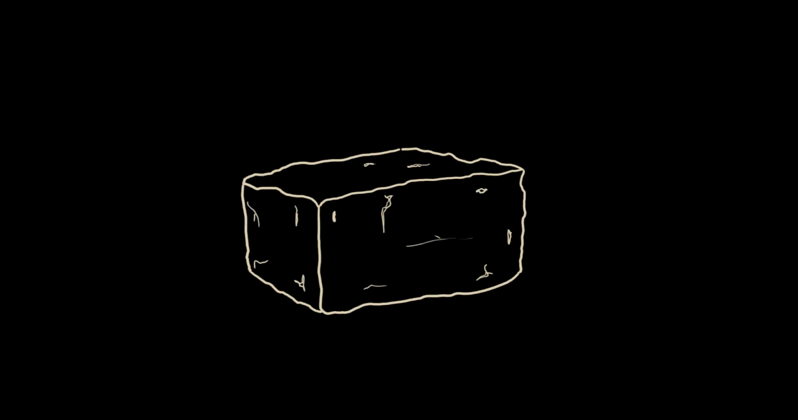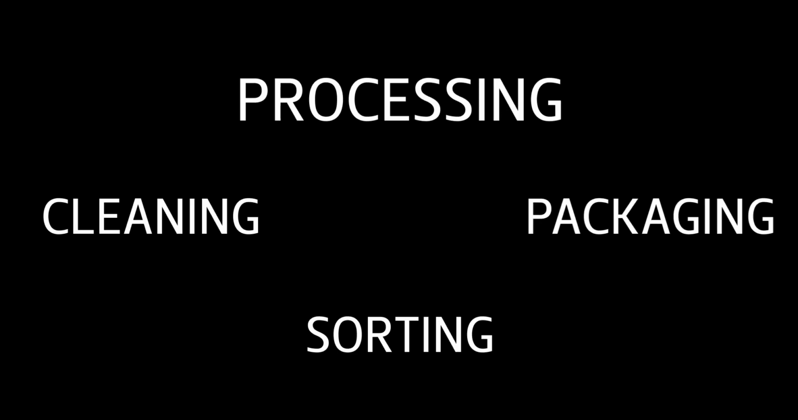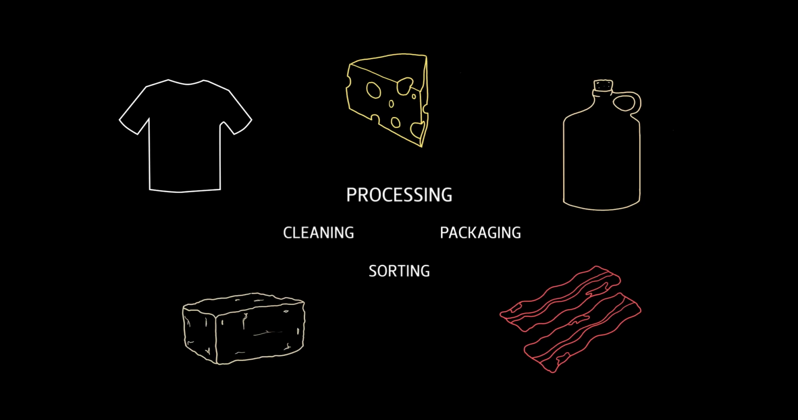Processing. This is where we take a raw material and transform it in some way. Organic cotton into a t-shirt, milk into cheese, apples into cider, a pig into bacon, soybeans into tofu. Sometimes processing can also just be cleaning, sorting, and/or packaging materials as well. What processing looks like depends a lot on the scale of operation and the complexity of the products.